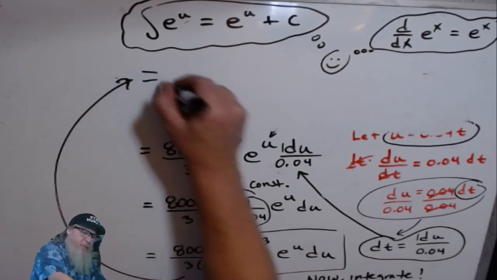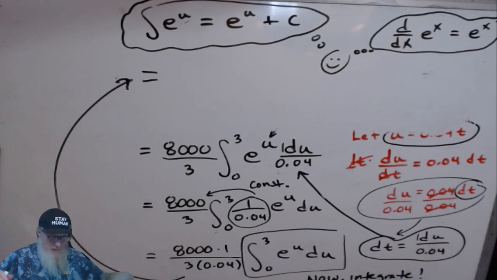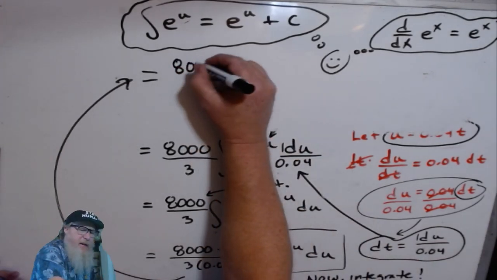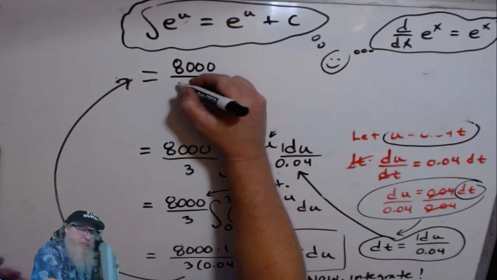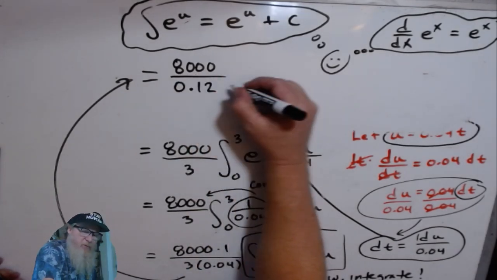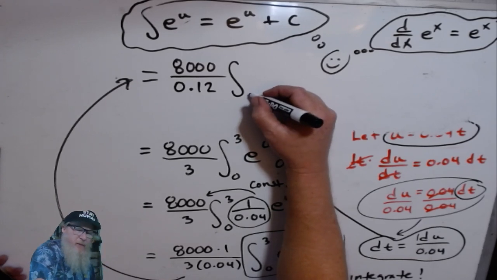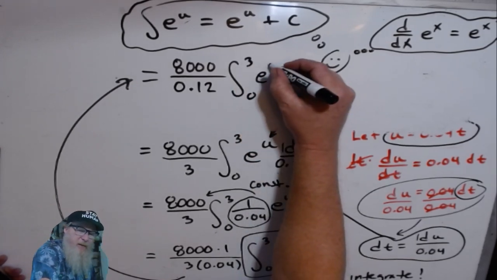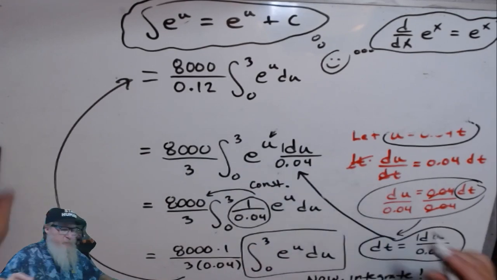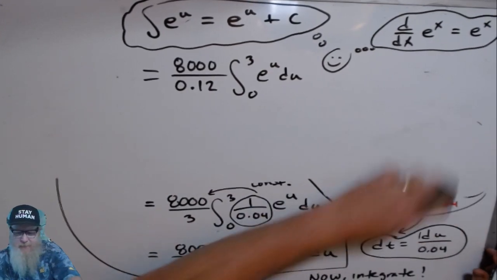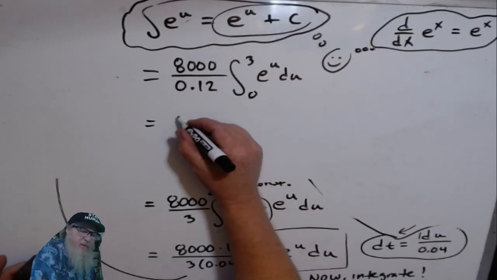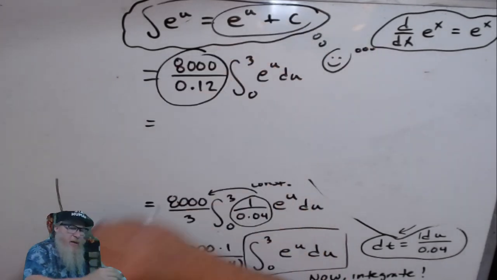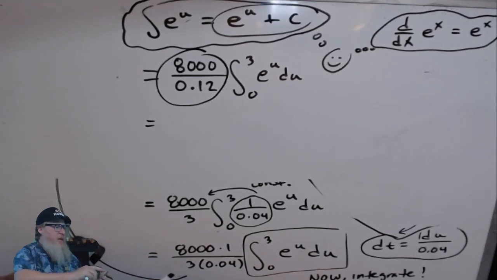All right, let's clean this up a little bit. Got my calculator handy. I probably don't need it yet, but let's see. 8,000 times 1 is 8,000, and 3 times 0.04 is 0.12. Integral from 0 to 3 of e to the u du. Now I got my antiderivative here. Let's go ahead and do this while we're at it. If it comes out nice, 8,000 divided by 0.12.